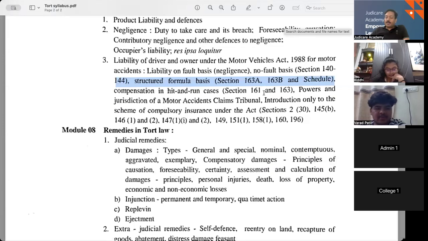Now, a policy shall be of no effect for the purpose of this chapter unless and until it is issued by an insurer in favor of the person by whom the policy is effected. So the owner of the vehicle and the policy owner have to be the same. Otherwise, the insurance has no value. It cannot happen that the vehicle is of A and the policy is of B.